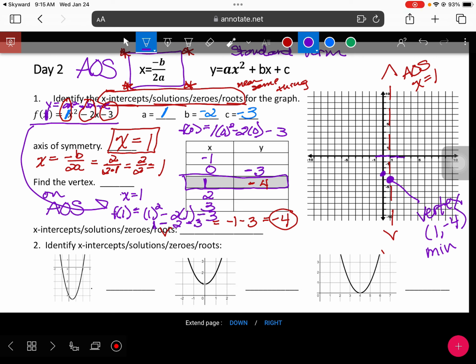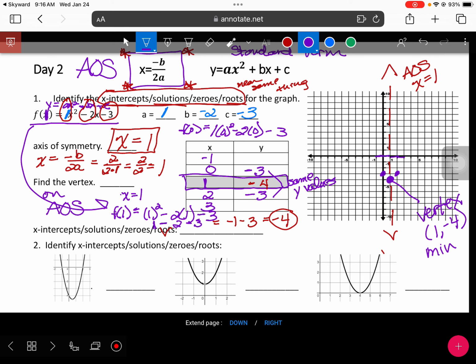And as I look at this, this is a parabola. So whatever happens on one side, it's going to be exactly the same on the other, right? So if this 0 is at negative 3, this 2 is also going to have a coordinate of negative 3, because they're going to have the same y values. So on the other side is going to be 2, negative 3.